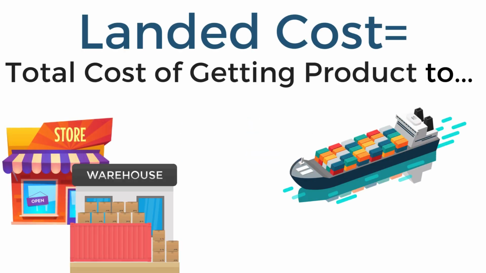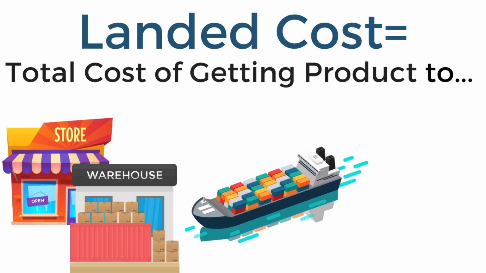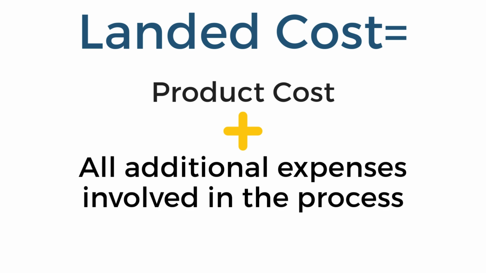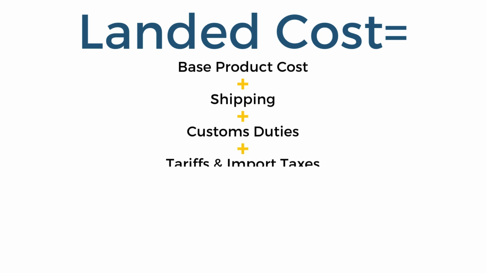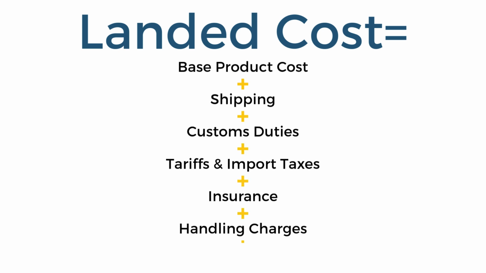Landed cost refers to the total cost of getting a product from your supplier to your warehouse or storefront. It includes not just the product costs, but all additional expenses involved in the process. To calculate landed costs, start with the base product costs, then add fees such as shipping, customs duties, tariffs and import taxes, insurance, handling charges, and any other miscellaneous cost.